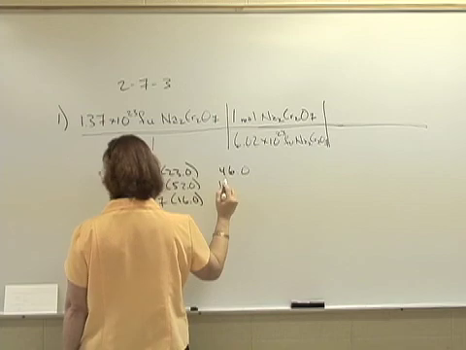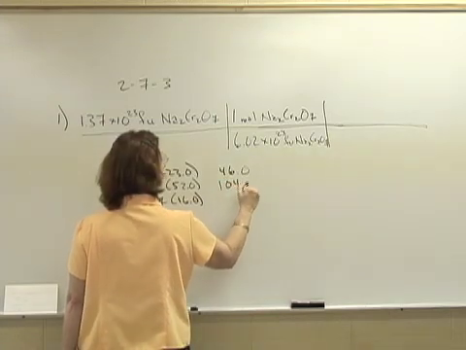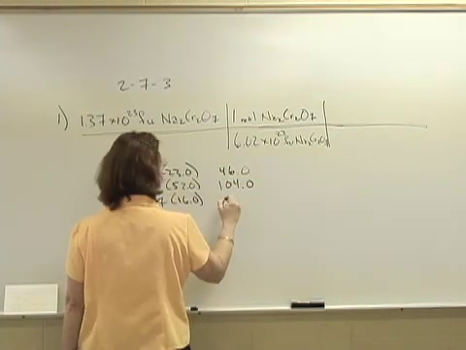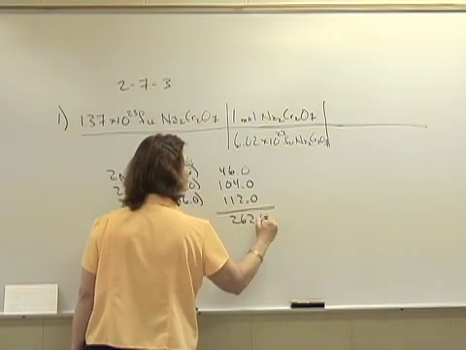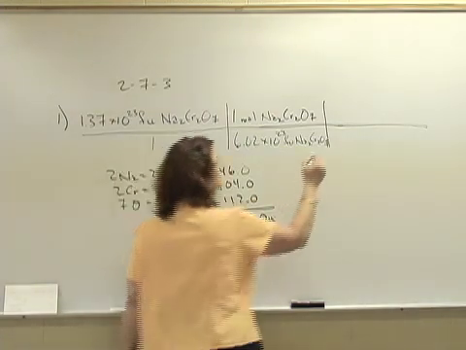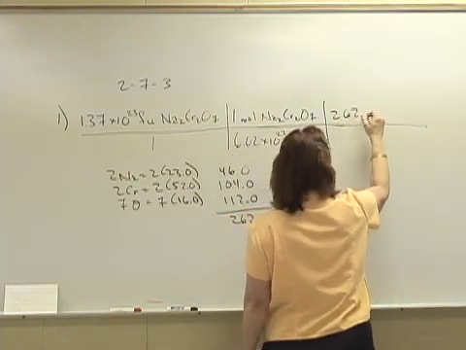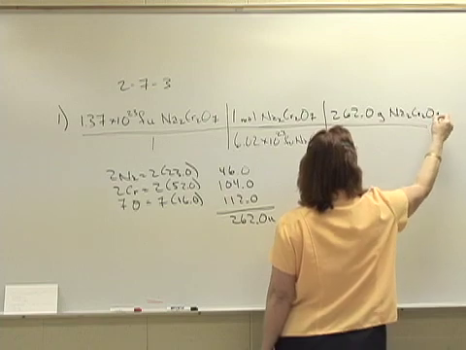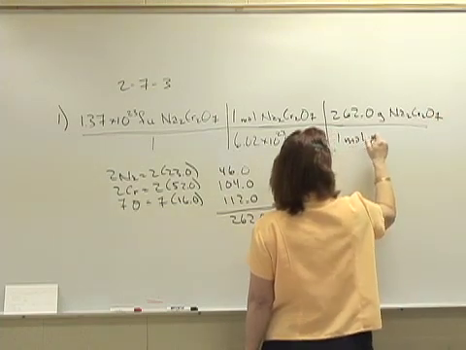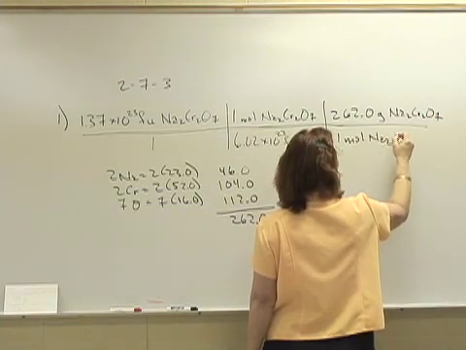and 104 and 112, giving me 262.0 AMU. So there are 262.0 grams of sodium dichromate in 1 mole of sodium dichromate.